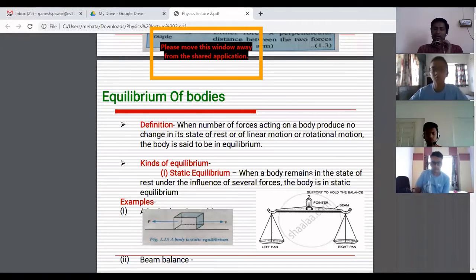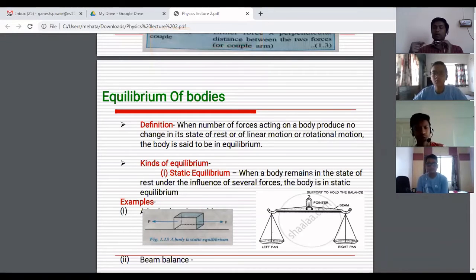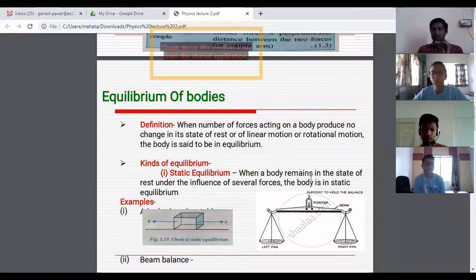Last time we have learned that if any body is free to move, or if any body is pivoted, and if you apply a single force, then the body will perform either a linear motion or the rotational motion. Clear? Now, in this case, when only a single force is acting on the body, we can say the body will be unstable.